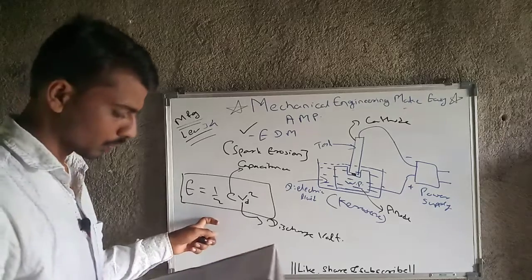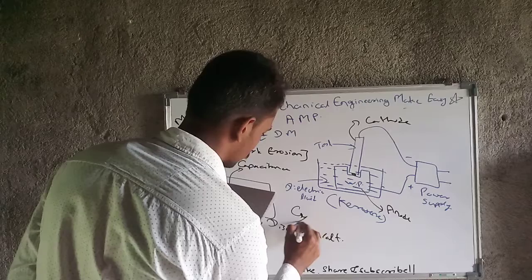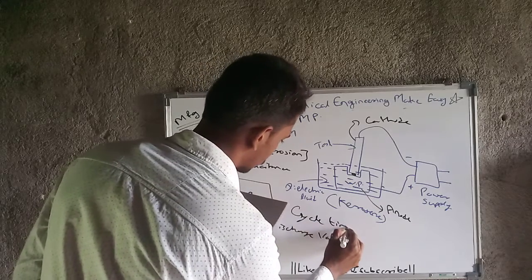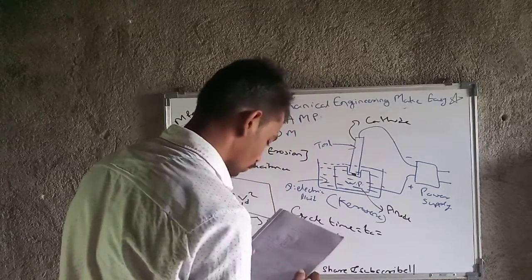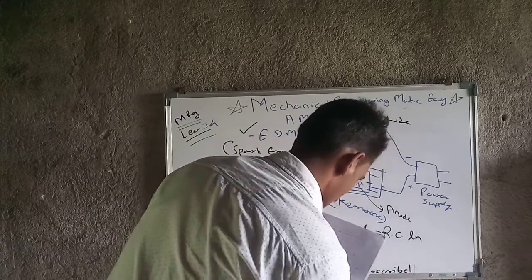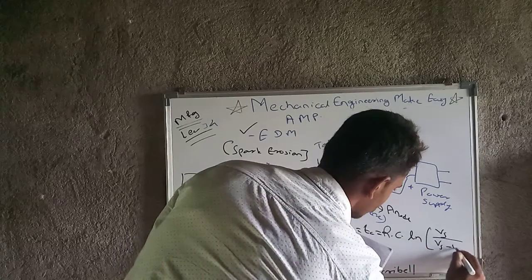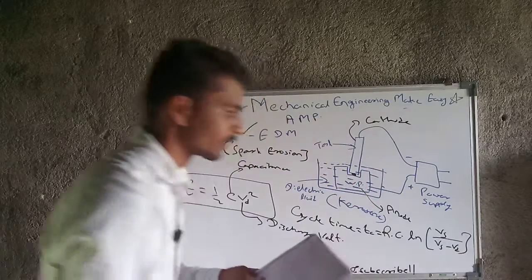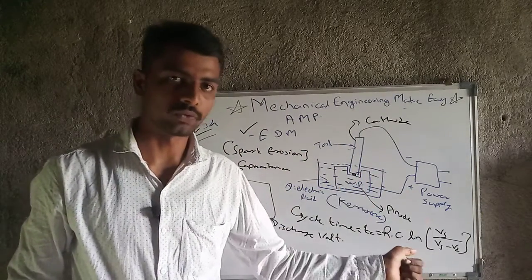Then we will move towards next, that is nothing but cycle time, which is denoted by Tc, which is equal to RC ln of Vs upon Vs minus Vd. And in all cases the discharge voltage will be less than supply voltage.